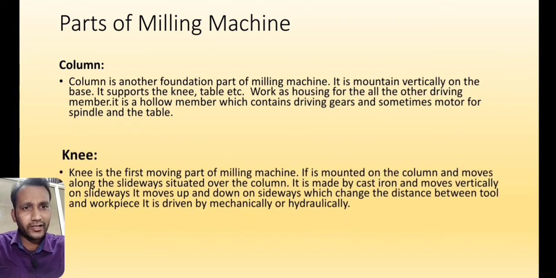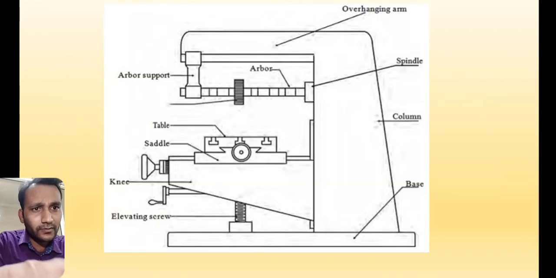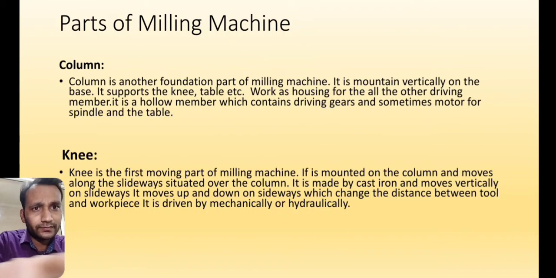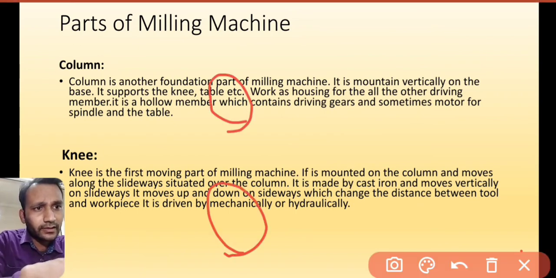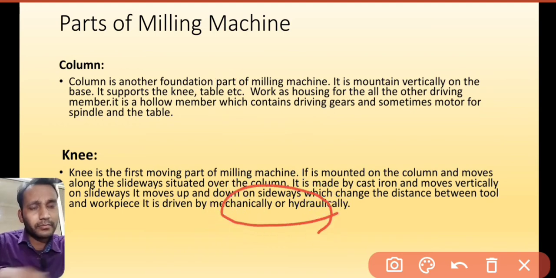The knee is the first moving part of the milling machine. It is mounted on the column and moves along the slide base. It can move hydraulically and mechanically. Mechanically it can move through the guideways and some hand wheel, and a hydraulic system can also be attached to move the knee up and down.